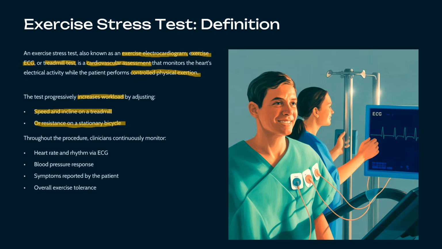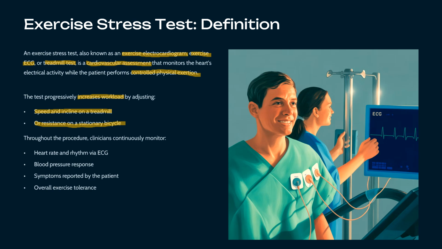In case of a bicycle ergometer, there is a load and that is gradually increased to increase the stress on the cardiovascular system of the person. Throughout the procedure, clinicians continuously monitor. This part is very important for you people. What are monitored actually during this TMT test or the exercise stress test?